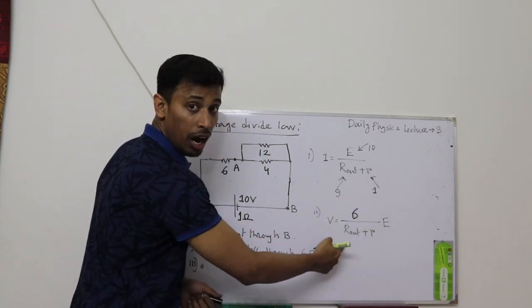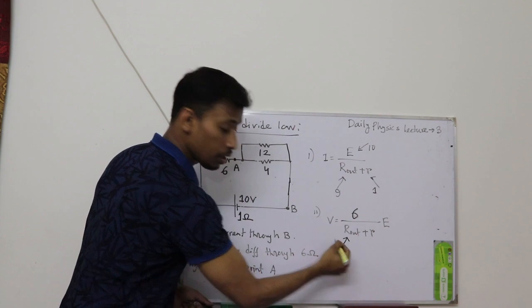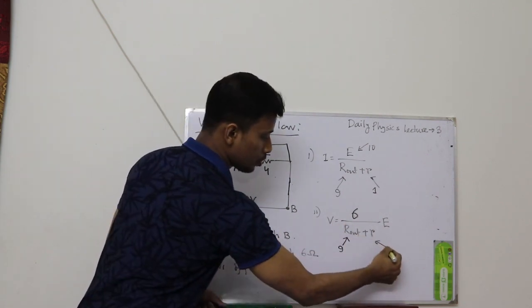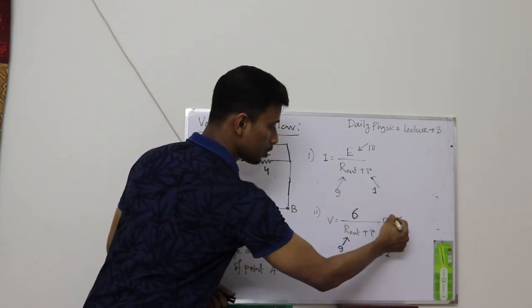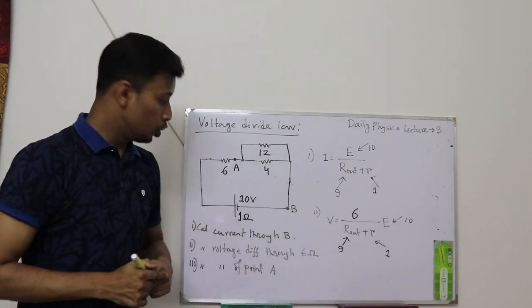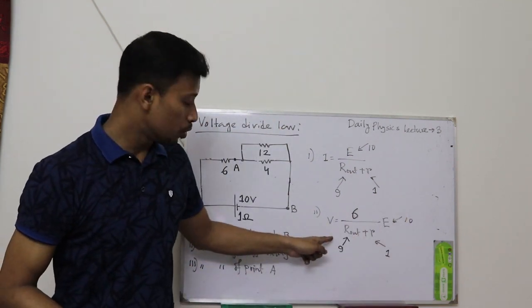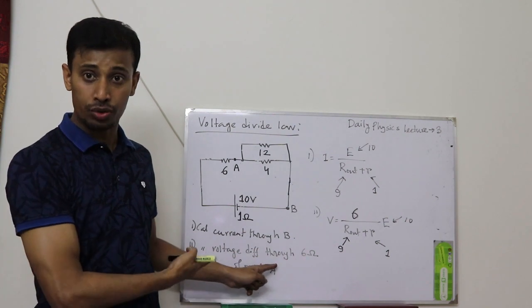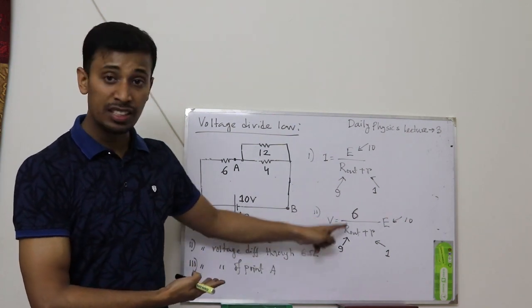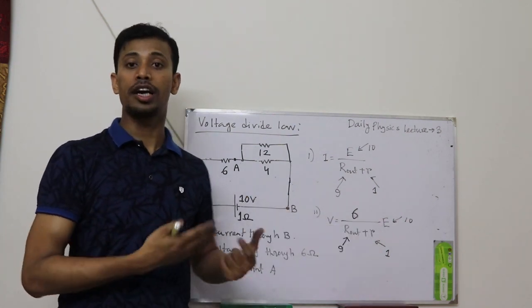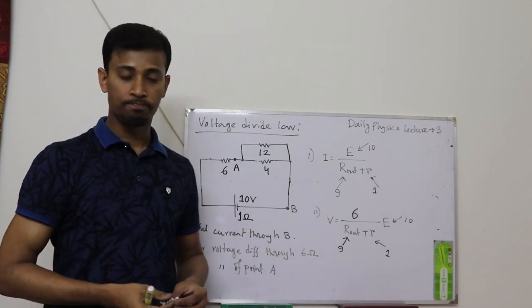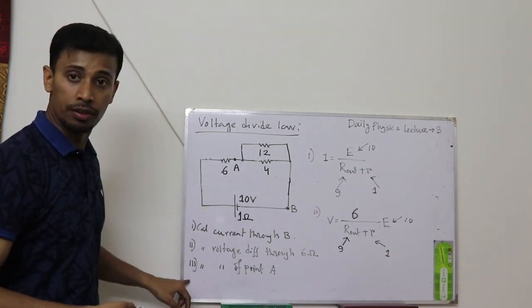And whatever R out, 9, small r is 1, and E will be 10. So the voltage difference through the 6 ohm resistance will be 6 divided by R out plus small r, into E. We can get it.